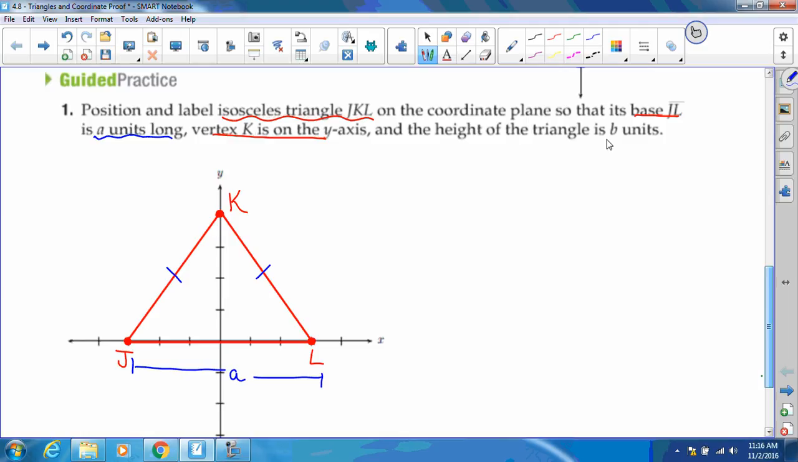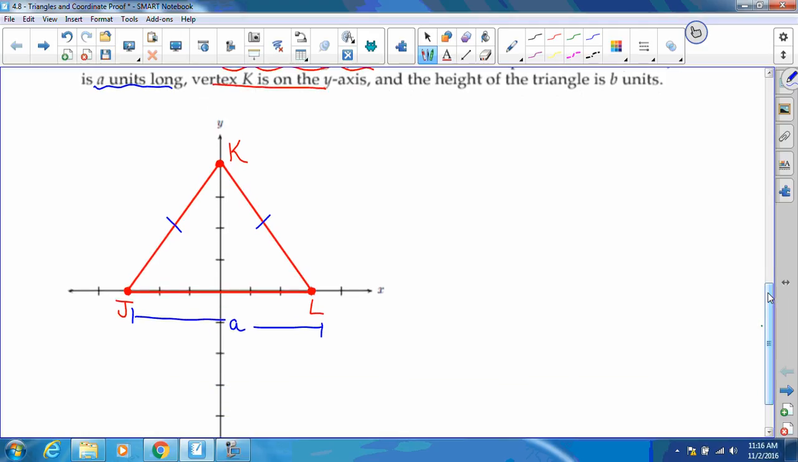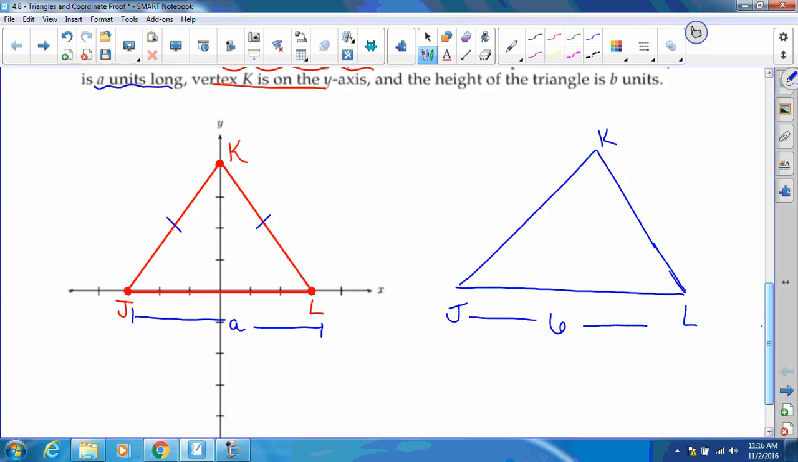using numbers. So if I told you that the base was supposed to be, let me just draw a picture over here. So let's say this is our triangle here. Okay, if I said I want the base to be 6 units long. So here's my axes. This is kind of a bad picture, but you get the drift.